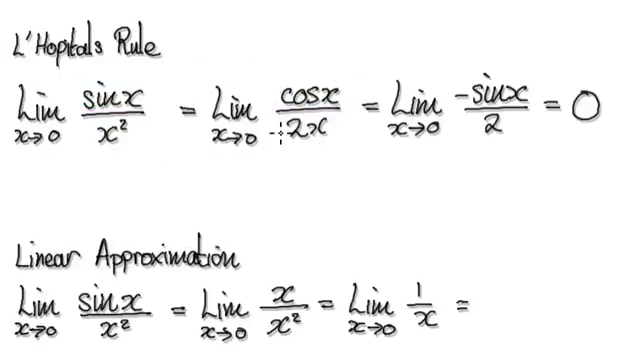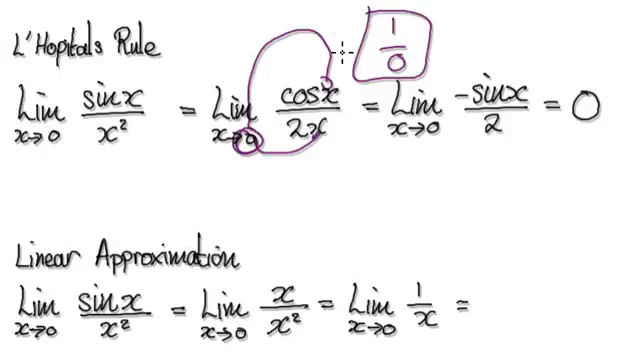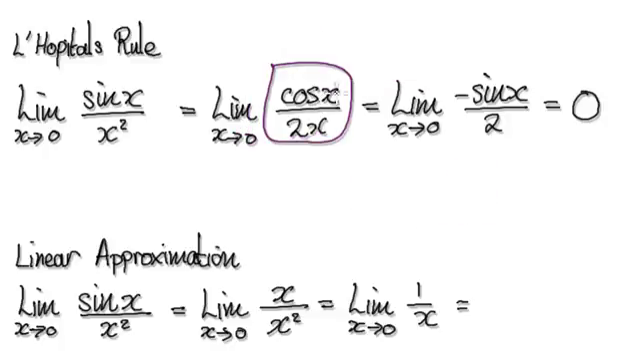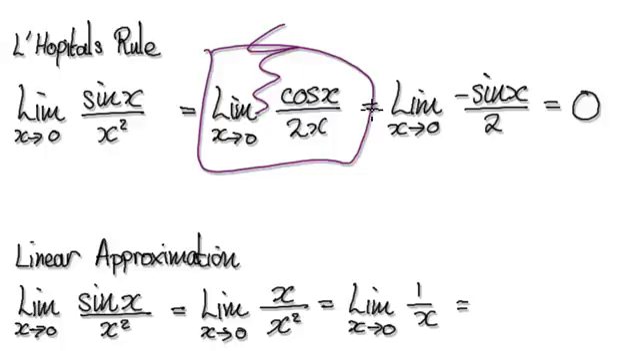Now you should check it again. Put 0 into here. This is 1. Put 0 into here. This is 0. So this is 1 over 0. You can't apply L'Hopital's rule. In order to apply L'Hopital's rule, you have to have 0 over 0 or infinity over infinity. Here you cannot apply it because you've got 1 over 0. So you have to come to a stop here and use some other method.